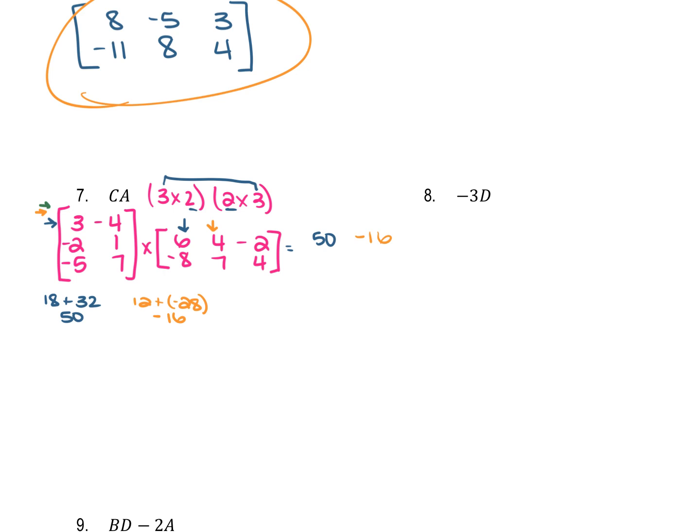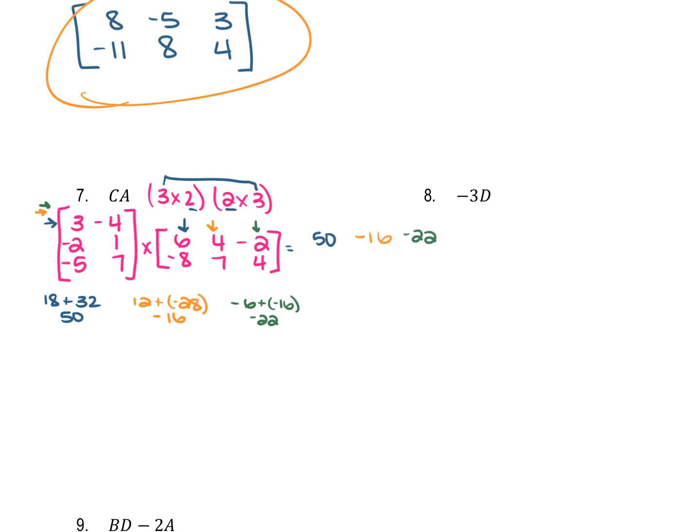Next, first row, right column. So 3 times -2 is -6. And -4 times 4 is -16. When you combine these, that gives you -22.